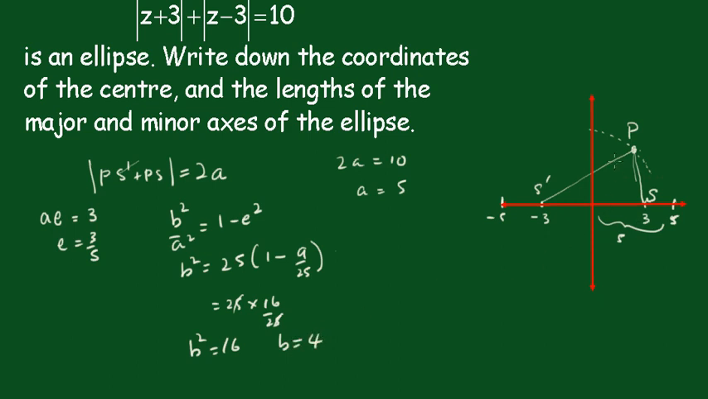And there you have it. And that must be 4. And that must be 5, minus 4. So the length of the major axis was 10, and the minor axis was 8. It's a lot faster, isn't it?